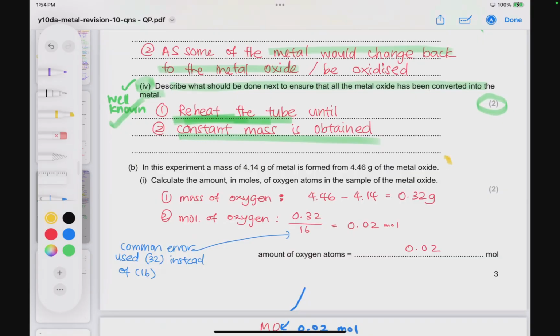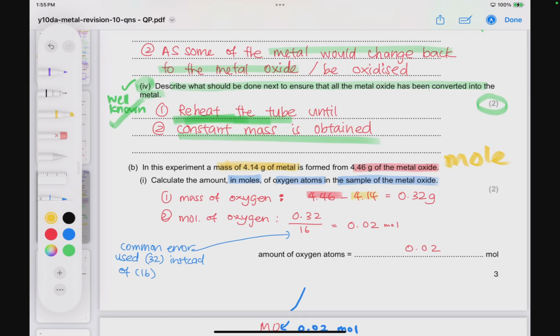Alright, next one. We have a part BI. Here is a mole concept question. Okay, so first question here is you start off with this. You obtain 4.14 mass of metal from this mass of metal oxide. Then you would want to calculate in moles the oxygen atom in this sample. So the first thing you want to do is to find out what is the mass of oxygen in this sample.